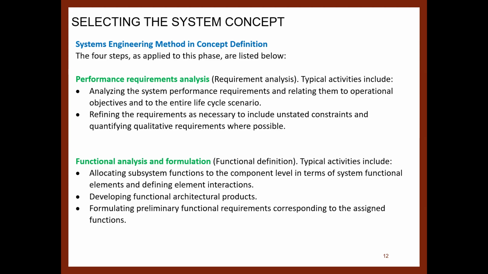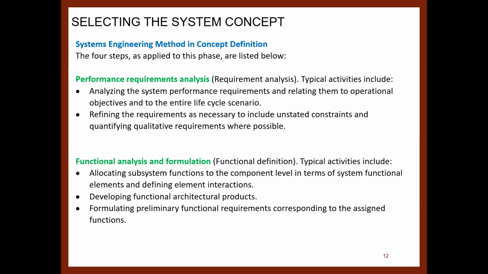So we start kind of mapping all the things that we have started to do in the previous phases. We are also going to refine the requirements as necessary to include unstated constraints. So as we start comparing these different concepts, we can start realizing that there's some pieces that were not necessarily described in our requirements. So we might need to add more to our requirement definition.